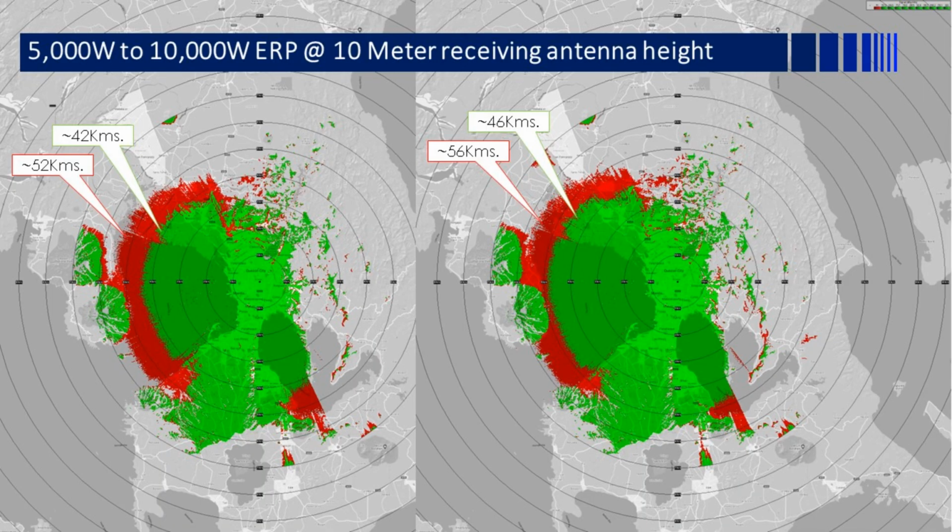And then if we compare 5000 watts to 10,000 watts, or doubling the power, the improvement will be from 52 kilometers to 56 kilometers, an improvement of about 4 kilometers. So the picture shows you the slight improvement when you double the power.